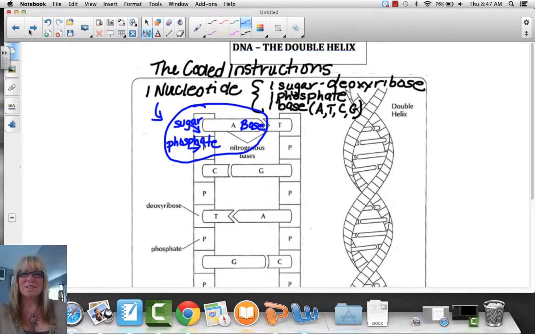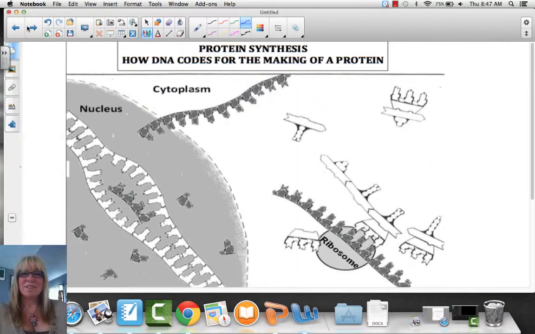So now we are going to move over to a different page. I need you to turn to page 24 and you should have a diagram that looks like this. It says protein synthesis, how DNA codes for the making of a protein. So the first thing, this is in the nucleus of our cell. Here's the cytoplasm, here's our nucleus. This is a string of DNA. The first step that happens, as you see here, is the DNA unzips.